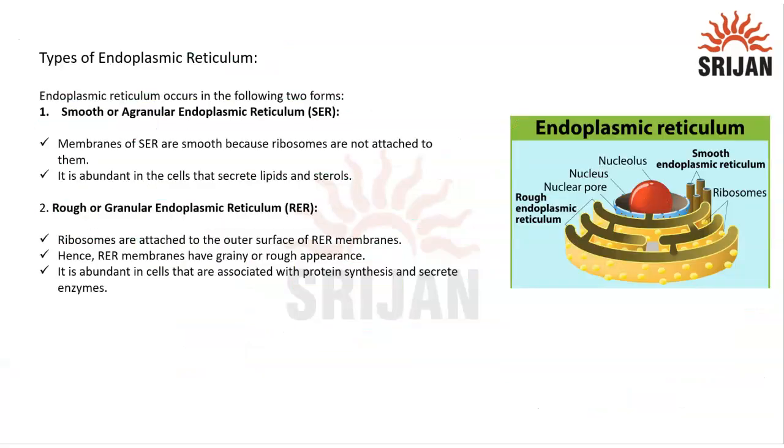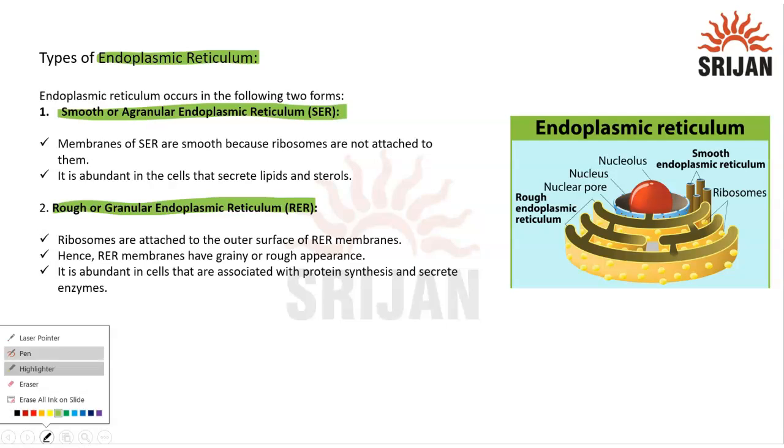Now moving forward, the endoplasmic reticulum is divided into two parts: smooth endoplasmic reticulum and rough endoplasmic reticulum. Rough means it definitely has granules, so it is called granular endoplasmic reticulum. Smooth means it doesn't have granules, so that is agranular endoplasmic reticulum. Now moving forward to understand.